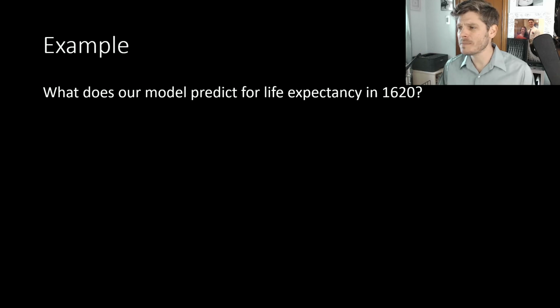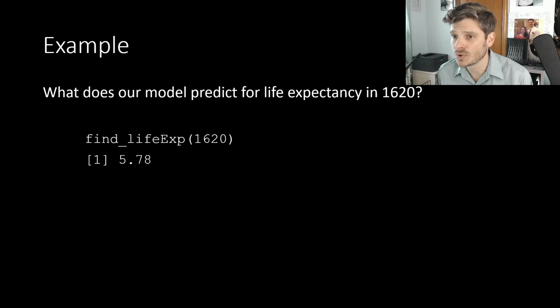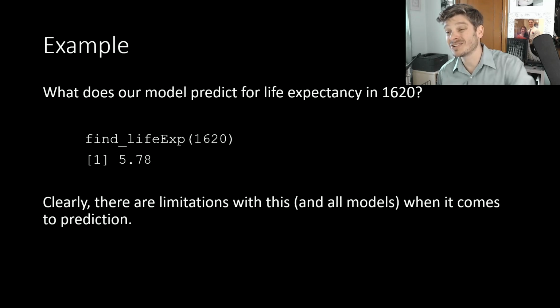Okay, so what does my model predict for life expectancy in 1620, when the Pilgrims landed in Massachusetts? Okay, run my function, and I'm going to plug in the year 1620, and I get a result of 5.78. So the average life expectancy was less than 6 years old. So, wait, does that make sense? Would we expect people to only live to be less than 6 years old? No, that doesn't make sense, because there's a limitation on this.